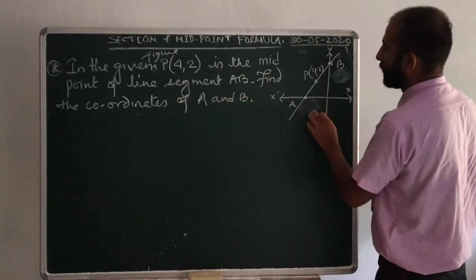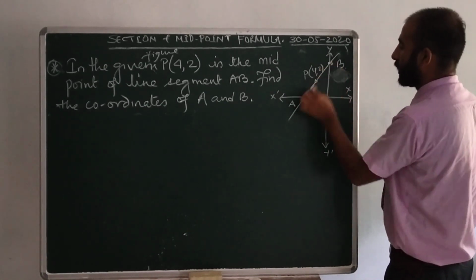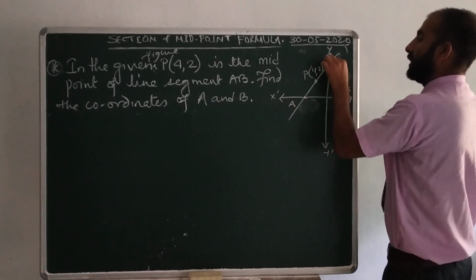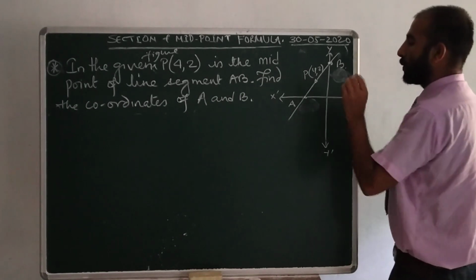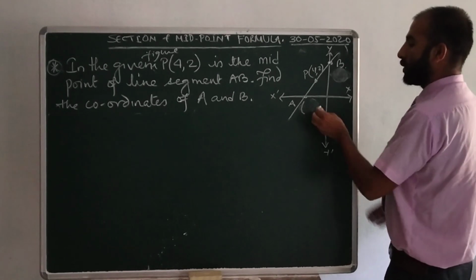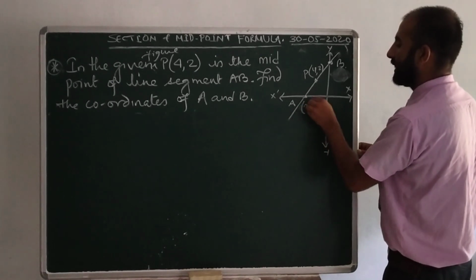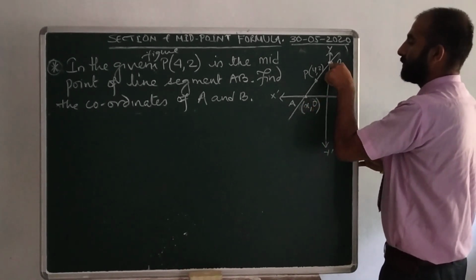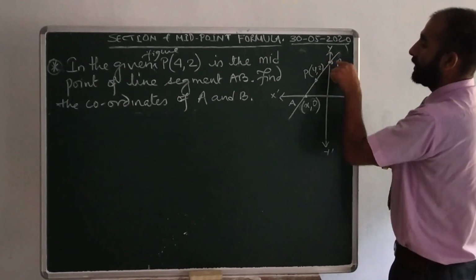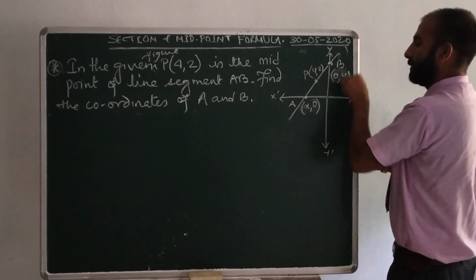That means the coordinate of A is not given to us, the coordinate of B is not given to us, provided that they are given in the coordinate axis. Point A is on the x-axis, point B is on the y-axis. So we know that whenever any point falls on the x-axis, its y-coordinate is 0. So I will take the point A as x and 0. And if any point falls on the y-axis, then its x-coordinate will be 0. So I am going to take this point as 0 and y.